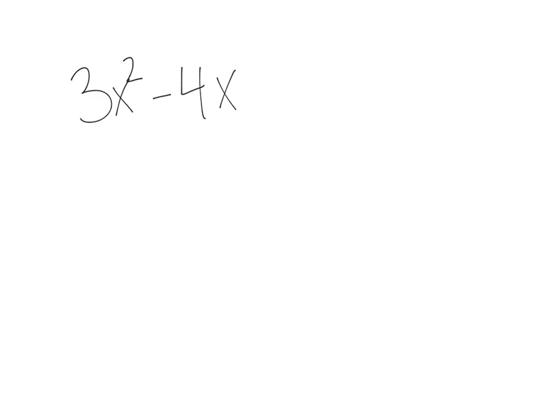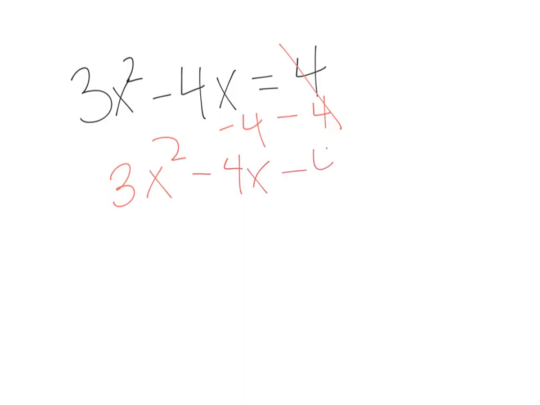If I have 3x squared minus 4x equals 4, first of all, what's the very first thing you need to do here? I can't factor this without setting it equal to 0. So how would I do that? Subtract 4. That gives me 3x squared minus 4x minus 4 equals 0.